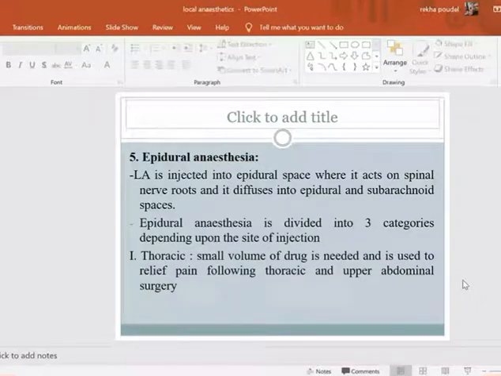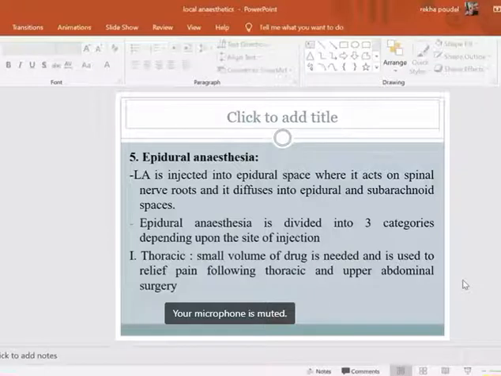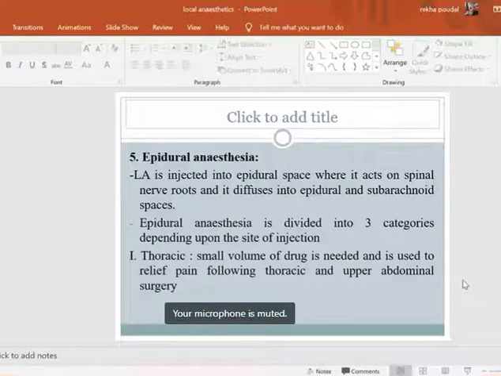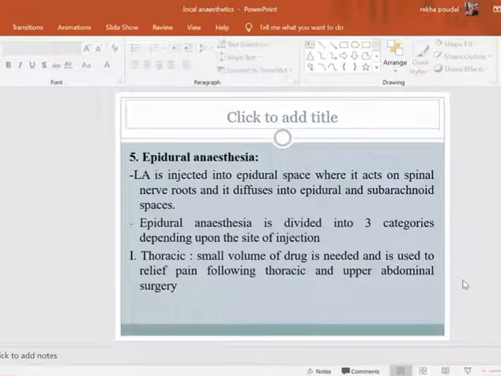Now coming to epidural anesthesia. Epidural anesthesia is a method of administration of local anesthetics in which a medicine is injected directly into the epidural space around the spinal cord, and here an epidural catheter is placed into the epidural space, which may remain in place for the duration of the treatment. It will cause loss of sensation and pain by blocking the transmission of signals from the nerve fibers in or near the spinal cord, and usually it is injected at the lumbar spine below the end of the spinal cord. Here the local anesthetic is injected into the epidural space where it acts on the spinal nerve roots, and it diffuses into epidural and subarachnoid spaces.